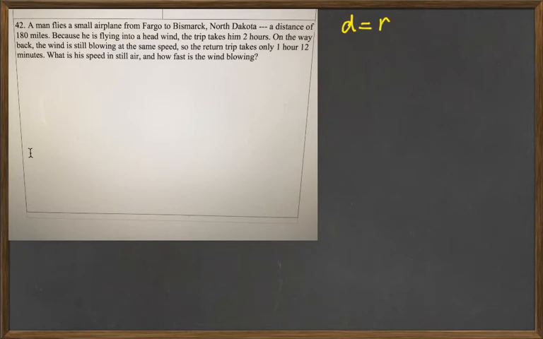So here we're going to do an application, and it says a man flies a small airplane from Fargo to Bismarck, North Dakota, and it's a distance of 180 miles.